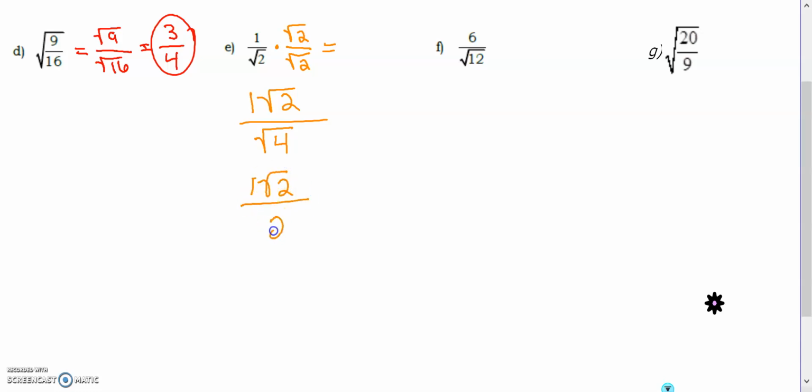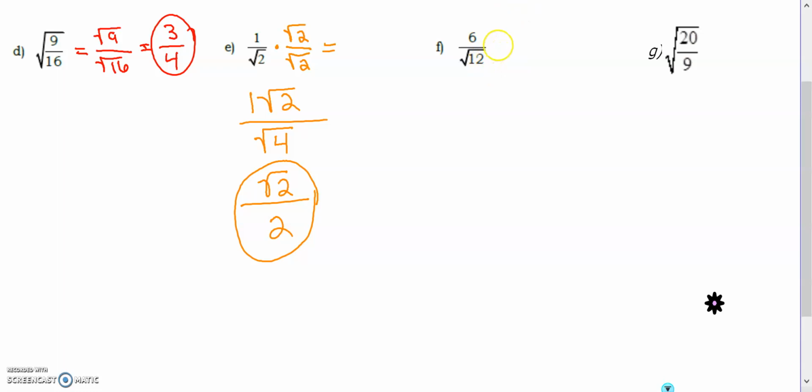The square root of 4 is 2. And then my question is, do I really need that 1 out in front? The answer to that is no. So you could leave the 1, or you could erase the 1. But then this is your answer. No more radical in the bottom. And the radical we do have can't be simplified further. Next one.